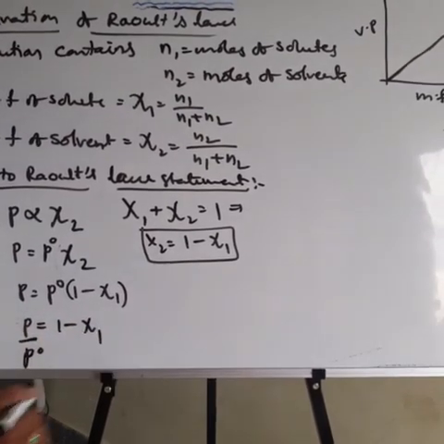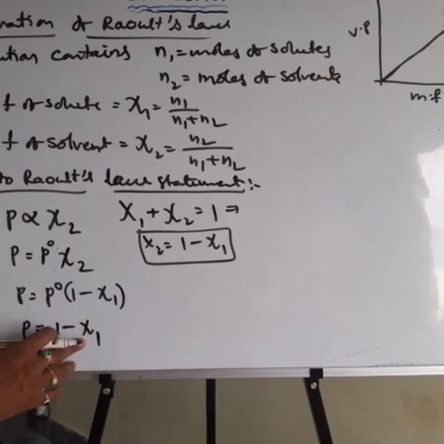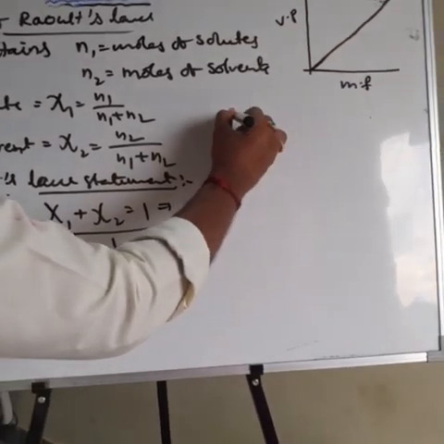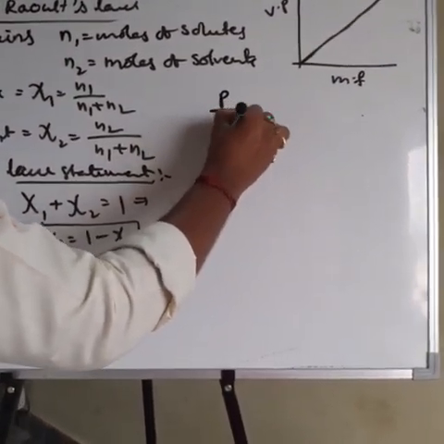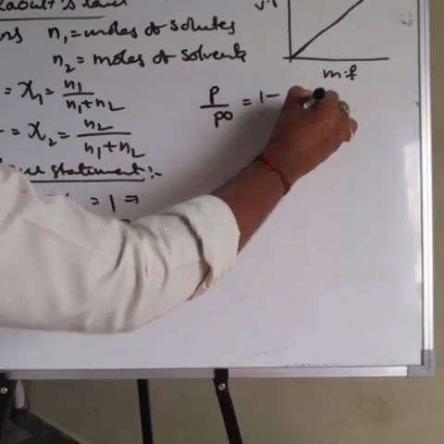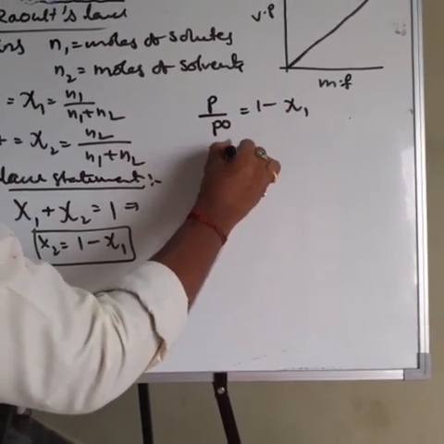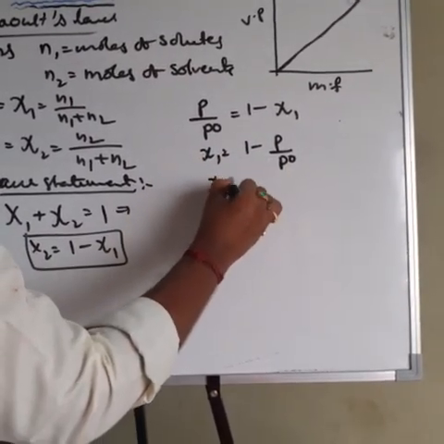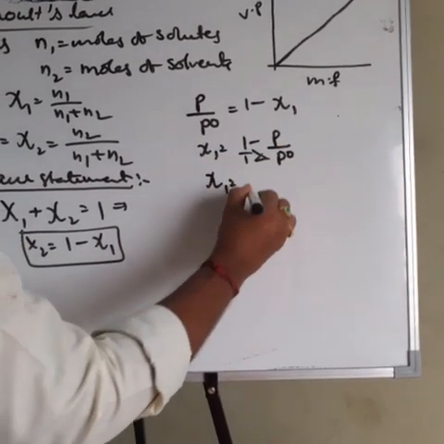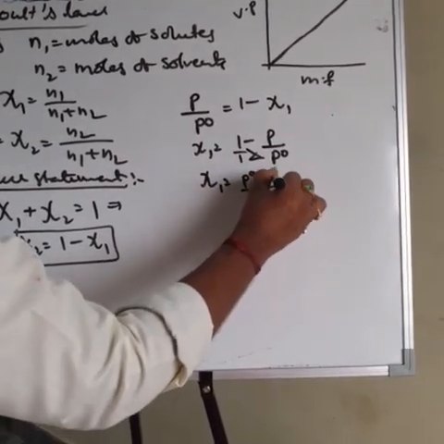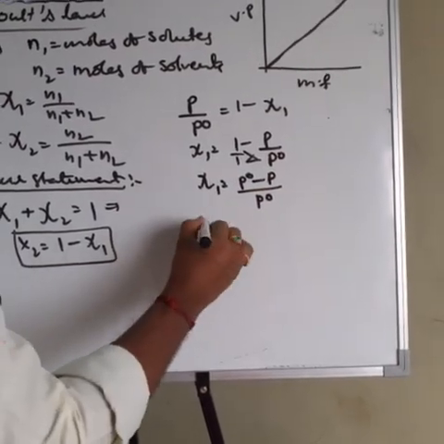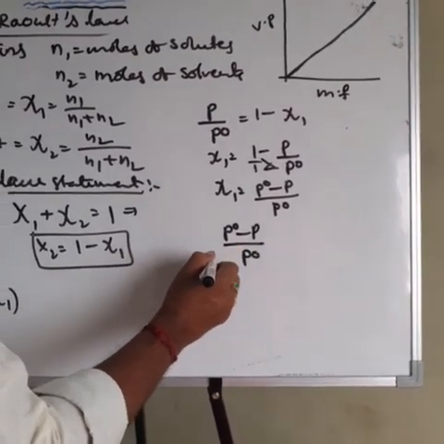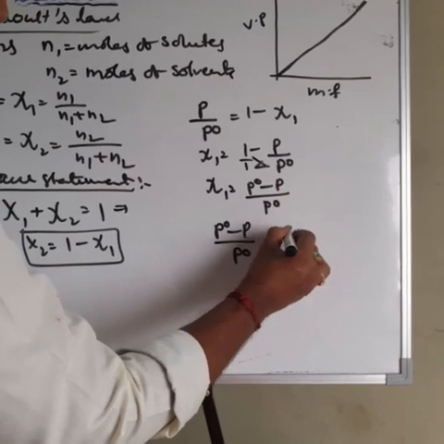Then next step, Xi1 comes to the one side and P divided by P naught comes to the other side. P divided by P naught is equal to 1 minus Xi1. Therefore, Xi1 is equal to 1 minus P divided by P naught. Then cross multiplying, what we obtain is P naught minus P divided by P naught, which is called the relative lowering of vapor pressure, is equal to the mole fraction of the solute.